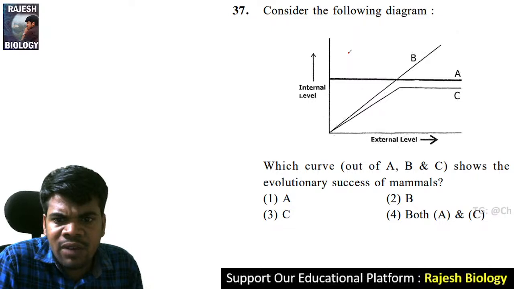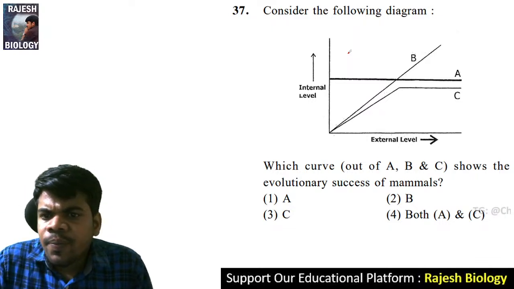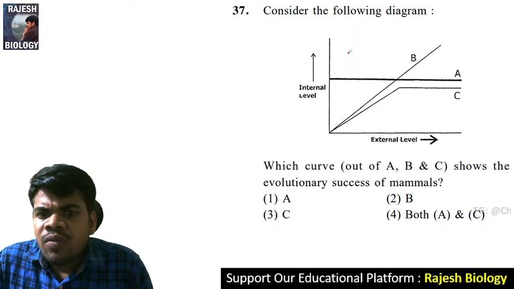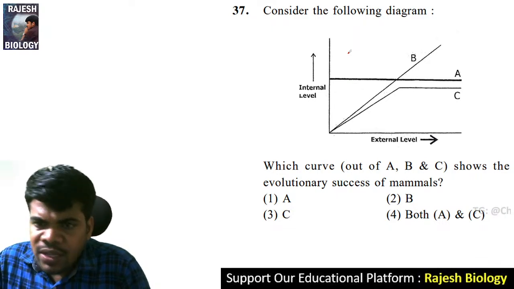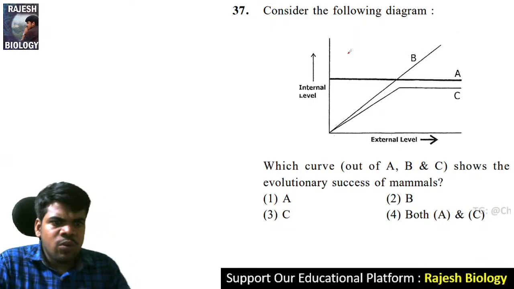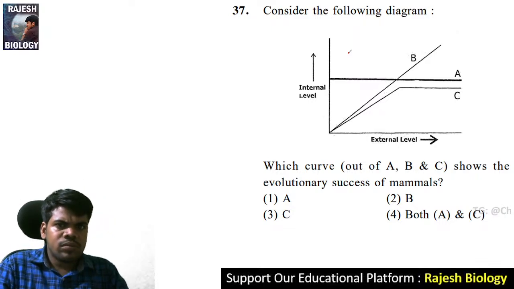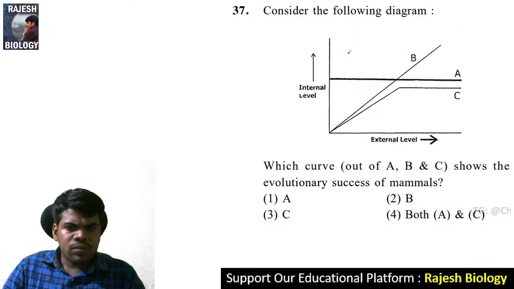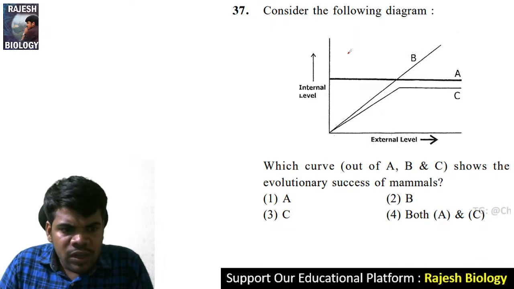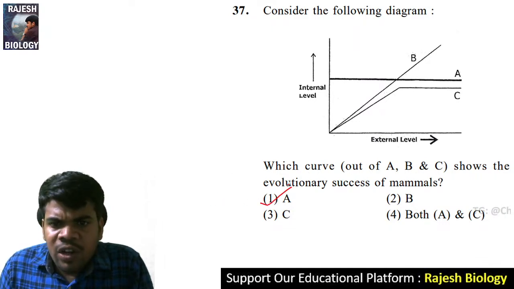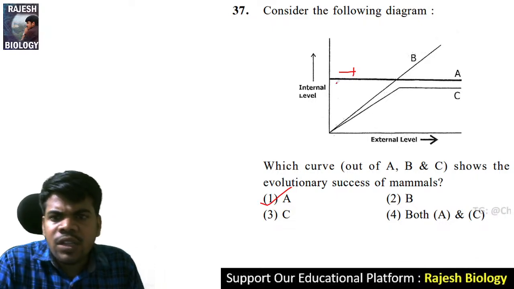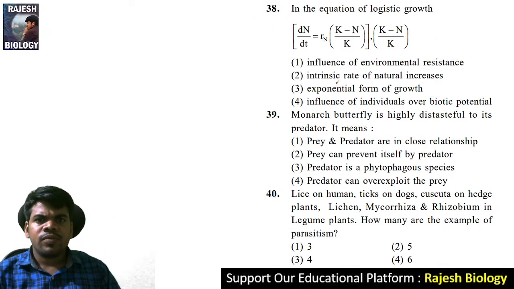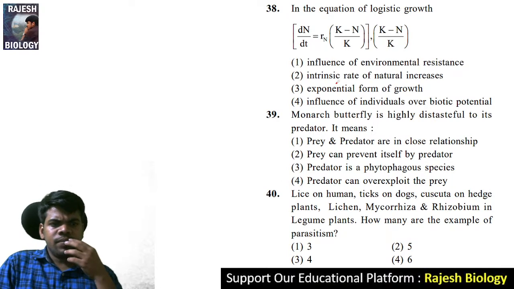Consider the following diagram. What is A, B, and C? Which curve out of ABC shows the evolutionary success of mammals? Yes, mammals are what? Yes, Jnaneshwari, very good. We are regulators, and it is the regulator which maintains the constant temperature. Come to the 38.